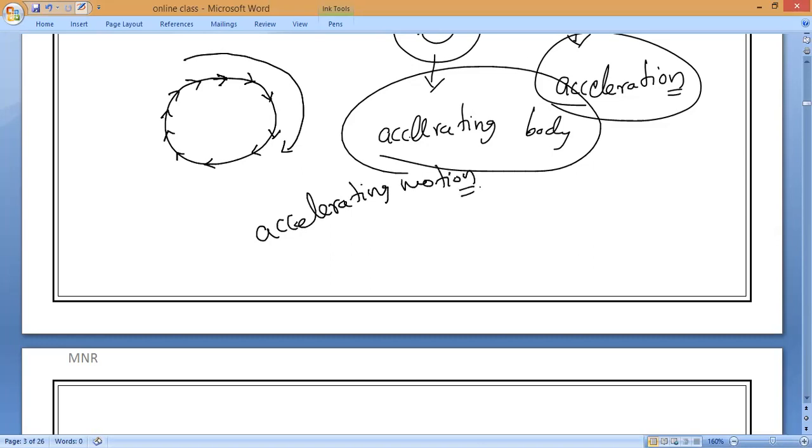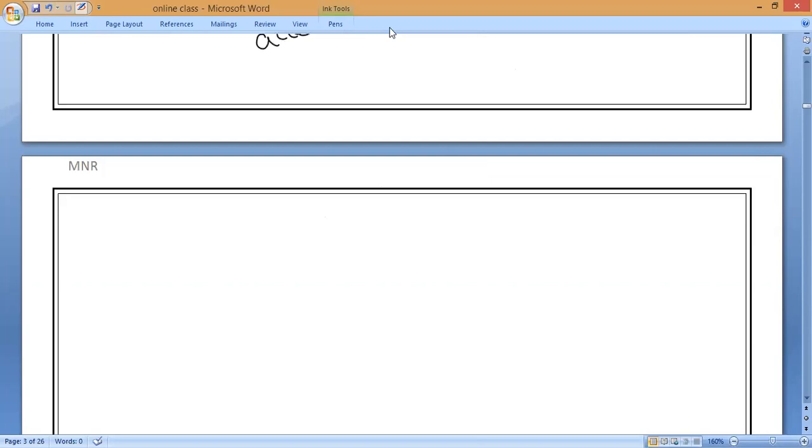So if they ask in an exam for an example of a body with constant speed but accelerated motion, it is the body on a circular track. We can say a body has constant speed but is in accelerating motion. Is it okay, everybody? Danishkar? Yes, please. That is what you have to remember.